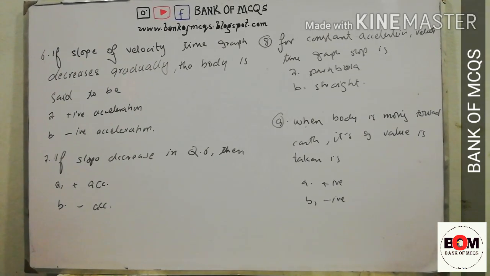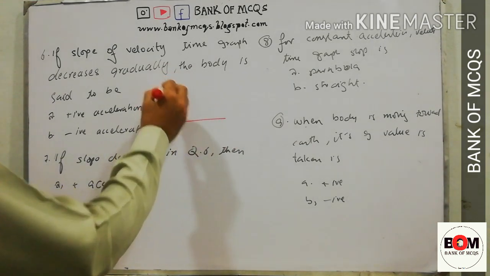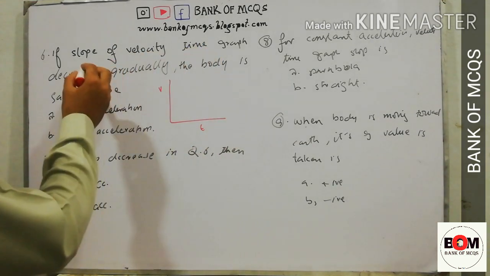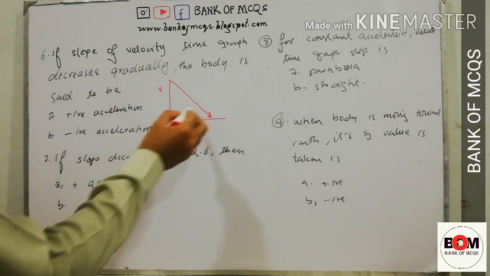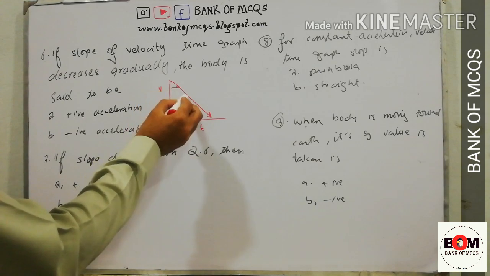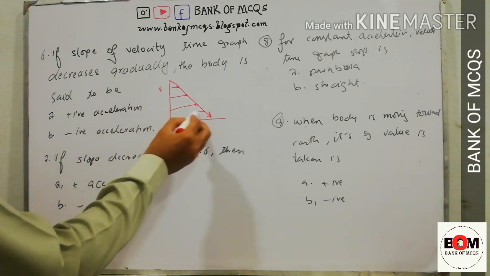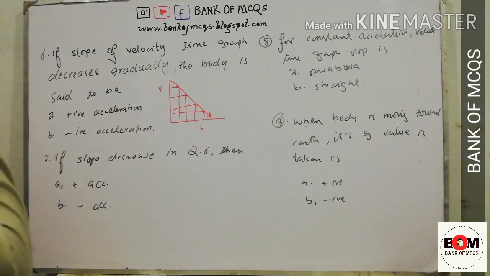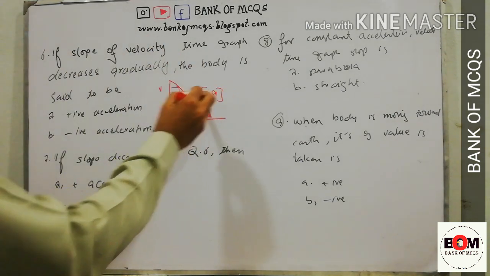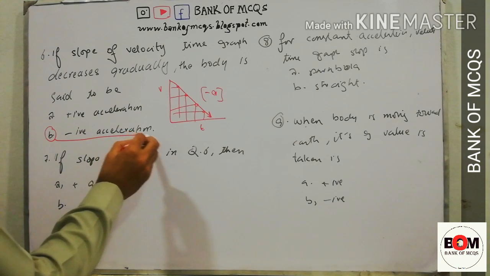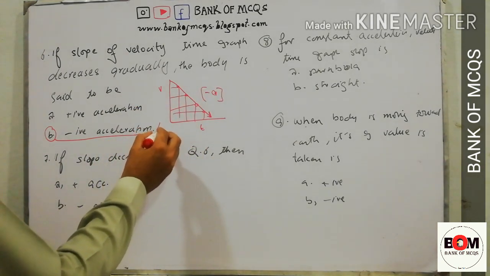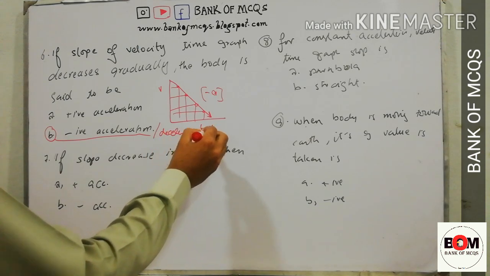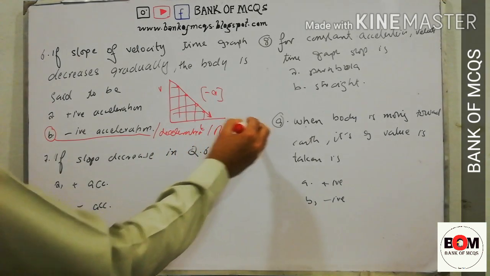MCQ number 6: if the slope of the velocity time graph decreases gradually, the body is said to have positive acceleration or negative acceleration. If the slope decreases, we can say at every point the velocity is decreasing with the increase in time. As the velocity is decreasing, the acceleration is called negative acceleration, also called deceleration or retardation. Option B is correct.